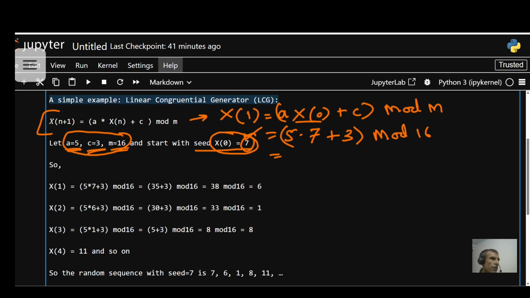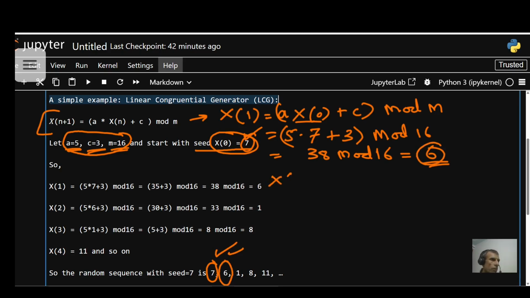When you solve this, 7 times 5 is 35, 35 plus 3 is 38. 38 mod 16 means when you divide 38 by 16, what's your remainder? The answer is 6. So my x1 is 6. My first random number was 7, and the second random number I just generated is 6. Now we're going to generate the next one.